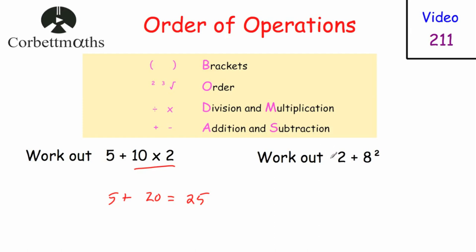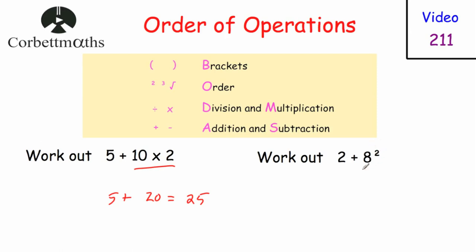Okay, let's have a look at our next example. Work out 2 plus 8 squared. Again, we're going to look for any brackets. No. Then we're going to look for any orders. That's your powers, your squares, your cubes, your square roots. As you can see, there's a squared there. So we're going to work that out first of all. We're going to work out 8 squared.